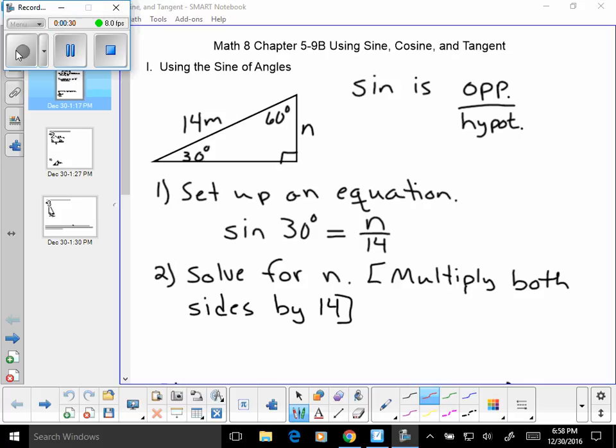In our first example here, you'll notice that if we take the 30-degree angle, n is the opposite, and we know that this is the hypotenuse. And the sine is found by taking the opposite over the hypotenuse. Remember, we're still working with SOHCAHTOA. So I set up an equation that tells me that the sine of the 30-degree angle is going to be the length that I do not know, which is n, over the length of the hypotenuse, which is 14.